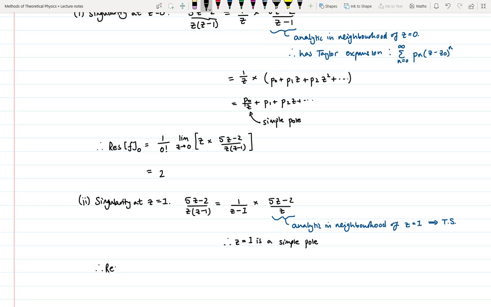Using our expression in the red box, just off the screen, we have that the residue of f at z equals 1. This is simply going to give us our limit z tends to 1 of z minus z0 times our function. And you can check for yourselves, this gives the residue as 3, which also agrees with what we found in the previous video. And we can then use the residue theorem to calculate the integral as before. So that's it for this simple example. You'll get more practice in the problem sheet.